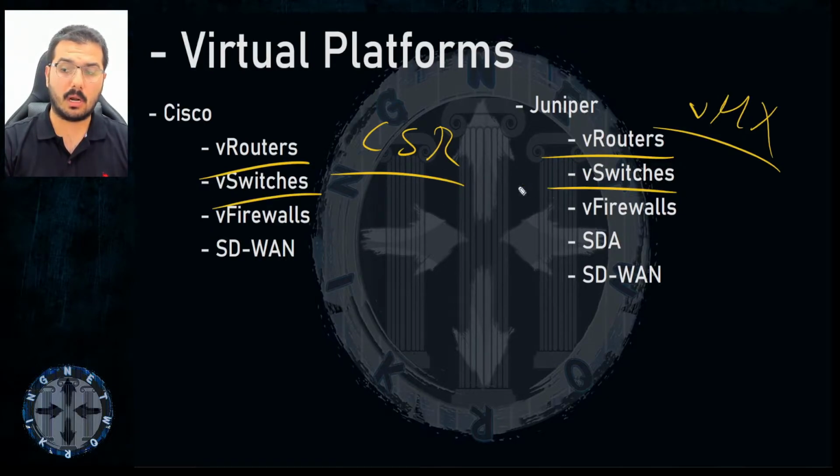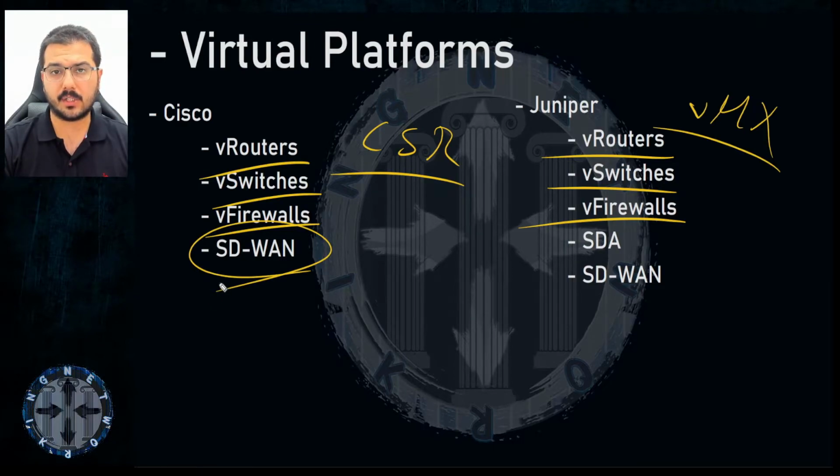Virtual switches are also available on both platforms. Virtual firewalls like a virtual ASA or a virtual SRX are available. When it comes to Cisco, they provide virtual images for SD-WAN, because it's already virtual and there is no physical solution from Cisco for SD-WAN. They will only provide you the virtual images of Viptela, and that's it. Go and install it somewhere on your routers, on servers, etc.